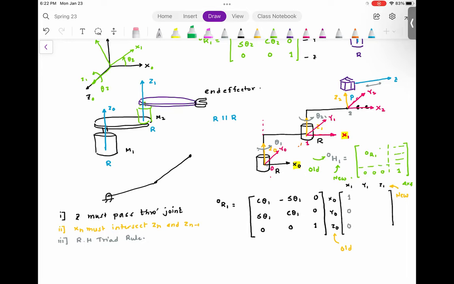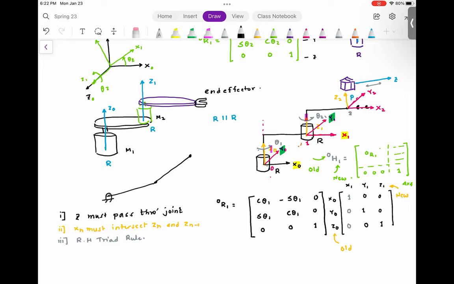Then, now I want you to look at y1. y1 is in the same direction as y0. So, can you see that this is going to be 0, 1, 0. Now, can you see the last one, which is z, is in the same direction as z0. z1 is in the same direction as z0. So, I have 0, 0, 1. Do you agree with me?